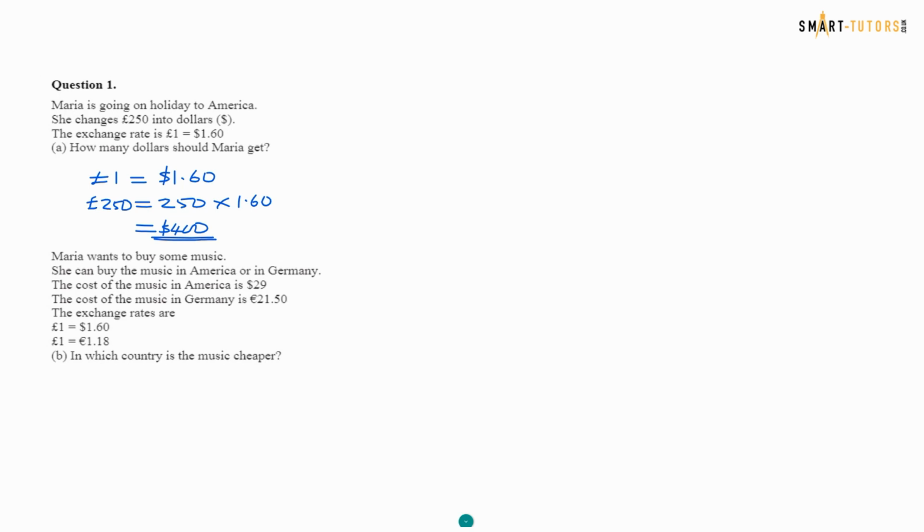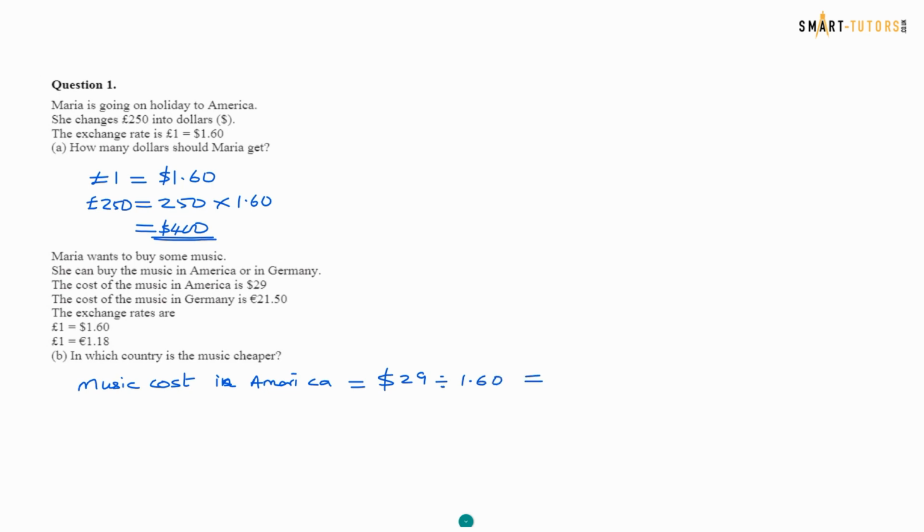B part. Maria wants to buy some music. She can buy the music in America or Germany. The cost of the music in America is $29. The cost of the music in Germany is 21.5 euros. The exchange rates are given. In which country is the music cheaper? So basically, the music cost in America is equal to $29. Dollars you need to divide by 1.6 to get it in pounds.